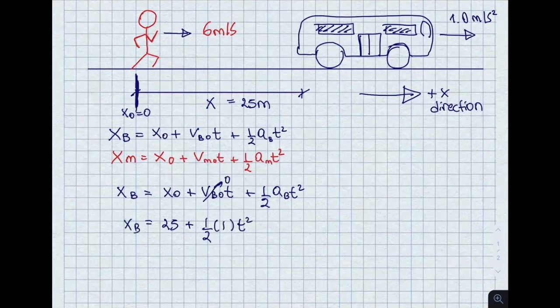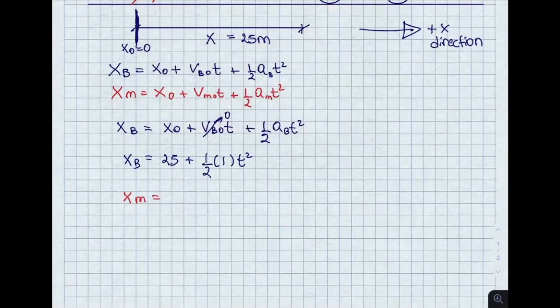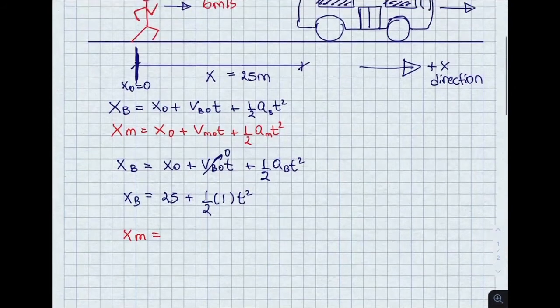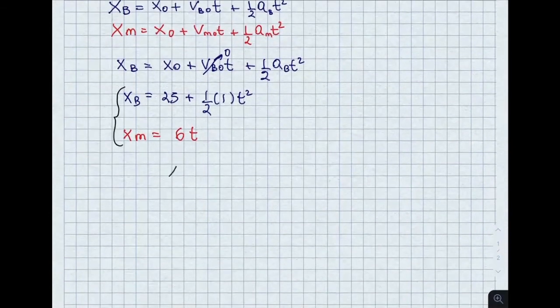So this is xb. The position of the man: the initial position of the man is 0, and the speed is 6 meters per second, so 6 times t. We said that this man is not accelerating because that's his maximum speed. He's not going faster after 6 meters per second. So this is the position of the man. We need to set these two equal to each other: xb equal to xm. 25 plus 1/2 t squared is equal to 6t.